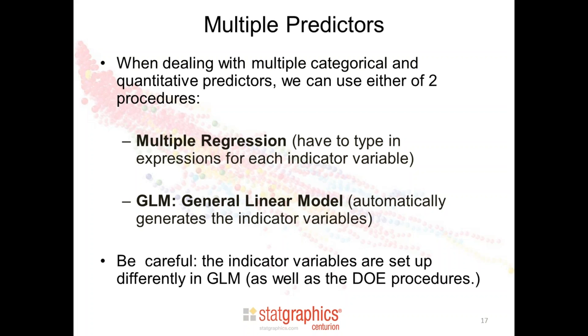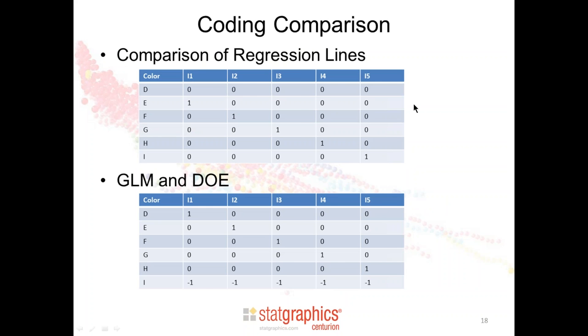And there could be quite a few, particularly if we want to have interactions and all that sort of thing. On the other hand, the general linear models procedure automatically generates all the indicator variables that we need. We just need to tell it what columns have categorical factors, and it will set up the indicators. Now, one thing that you do need to know is that the indicator variables are set up differently in the general linear models procedure than we just set them up a moment ago for the simple regression. The general linear models procedure uses the method that's used in the design of experiments wizard. And I'll show you what the difference is here in how the indicator variables are set up.